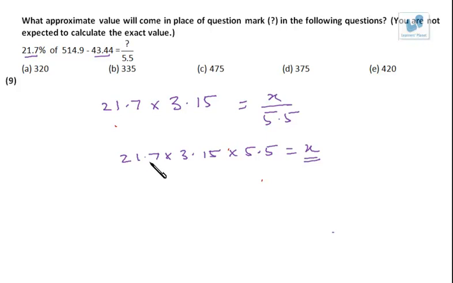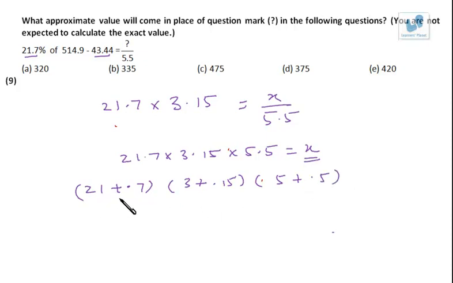Now, can we drop the decimal? In fact, we cannot drop the decimal, because due to the decimals some data will be added, and the difference in the answer is around 50 to 100. So what we can do over here is use the distributive property. So it's 21 plus 0.7, 3 plus 0.15, and 5 plus 0.5, right?